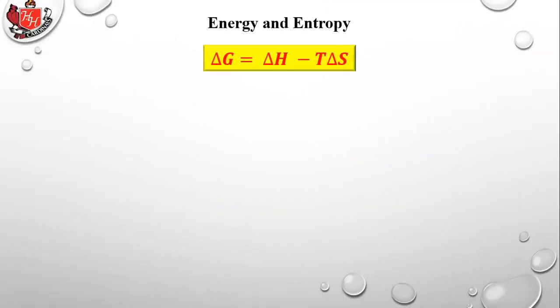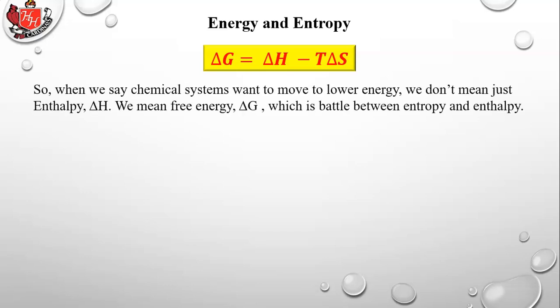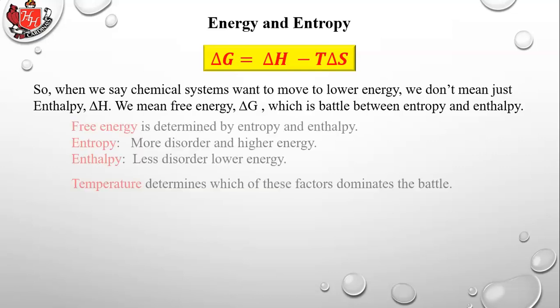So there's the formula. Again, it's Gibbs free energy equals change in enthalpy minus the temperature times the change in entropy. So when we say a chemical system wants to move to lower energy, we don't mean just enthalpy anymore. We never did. We mean free energy, delta G, which is the battle between entropy and enthalpy.